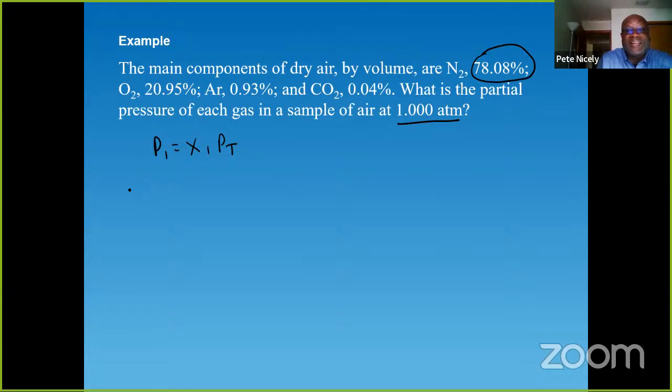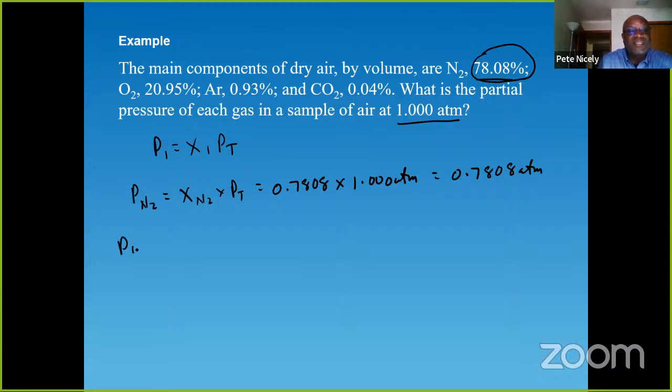So if I were to calculate the partial pressure of N2, that would be equal to the mole fraction of N2 times the total pressure, which would be equal to this percentage, which we can express as 0.7808 times the total pressure, which is 1.000 atmospheres, and that will be equal to 0.7808 atmospheres. And we basically do the same thing for the other gases.